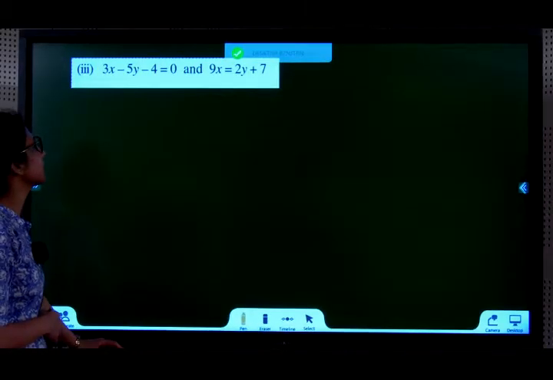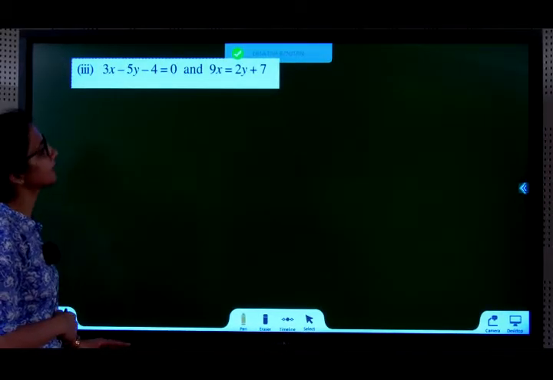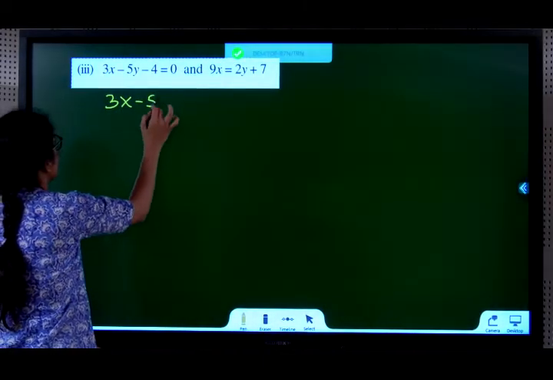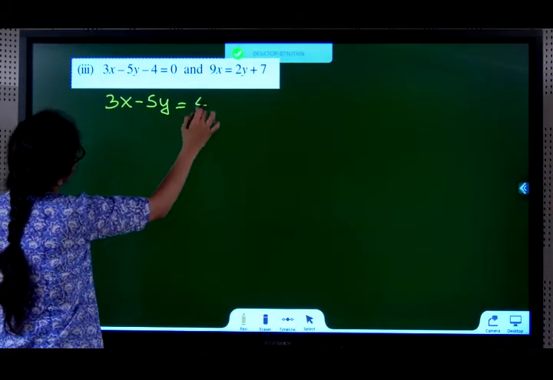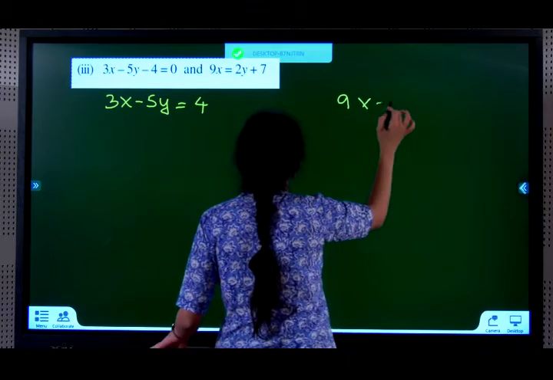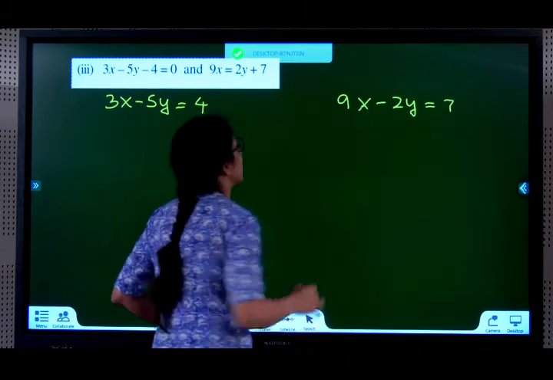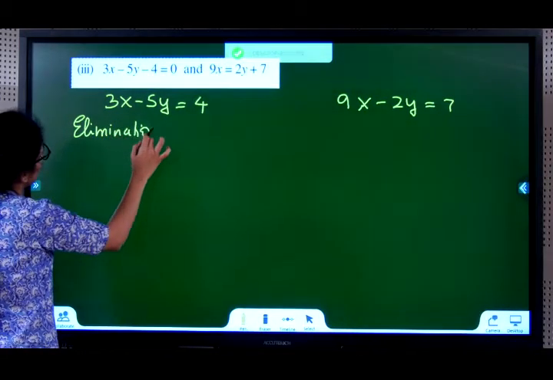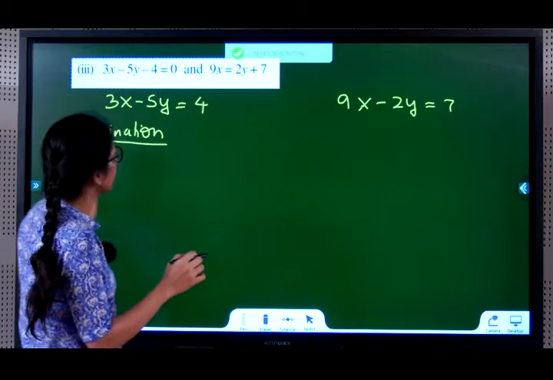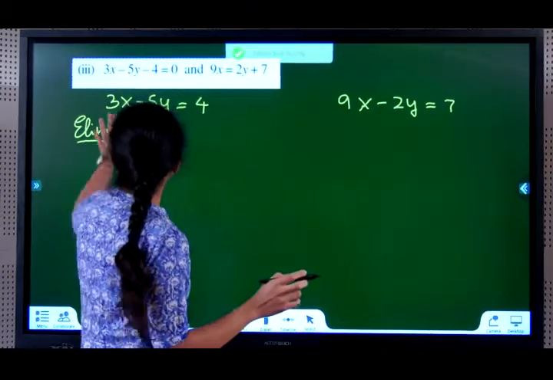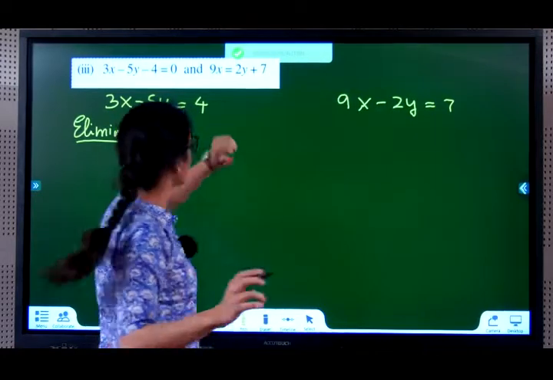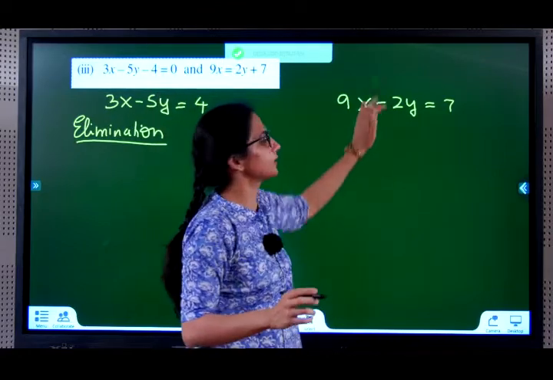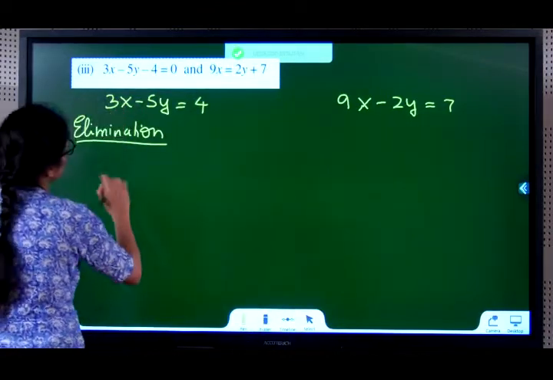Question 3. 3x minus 5y minus 4 is equal to 0. 9x is equal to 2y plus 7. First rearrange them in the standard form. 3x minus 5y, send minus 4 to the side, is equal to 4. And 9x minus 2y is equal to 7. Then we will go ahead with elimination technique. In elimination technique, the goal here is to make either of the coefficients same. 3 and 9 LCM is 9. So I have to just multiply this single equation. If I go for 5 and 2, I have to multiply this into 2, this into 5. So to reduce my work, I will choose x, right?